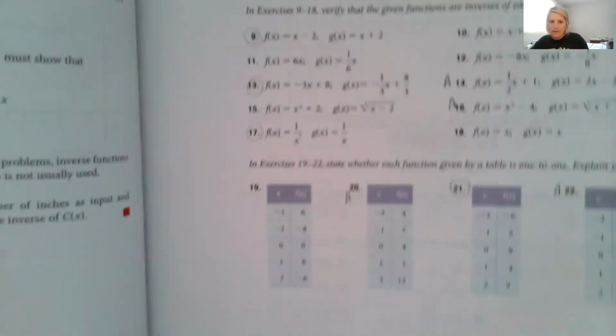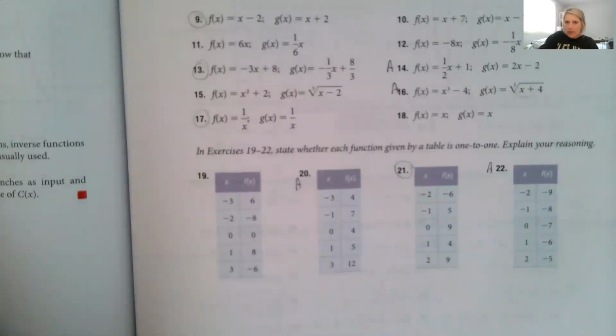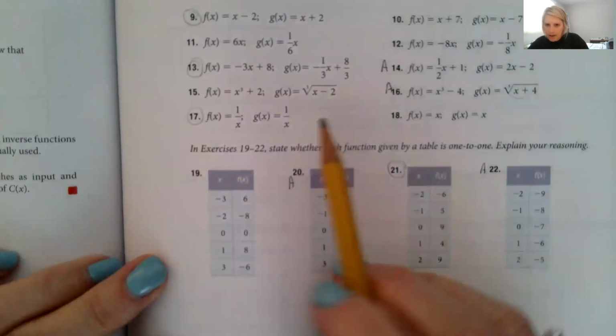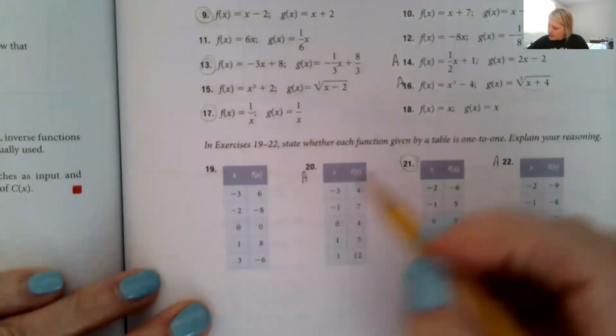Okay, so the next ones I would like to do are 19 and 21 in your book. And 19, let's just go ahead and look at the book right here. It's easier, I can write on this. So it says state whether each function given by a table is 1-to-1. Okay, so 19 and 21.